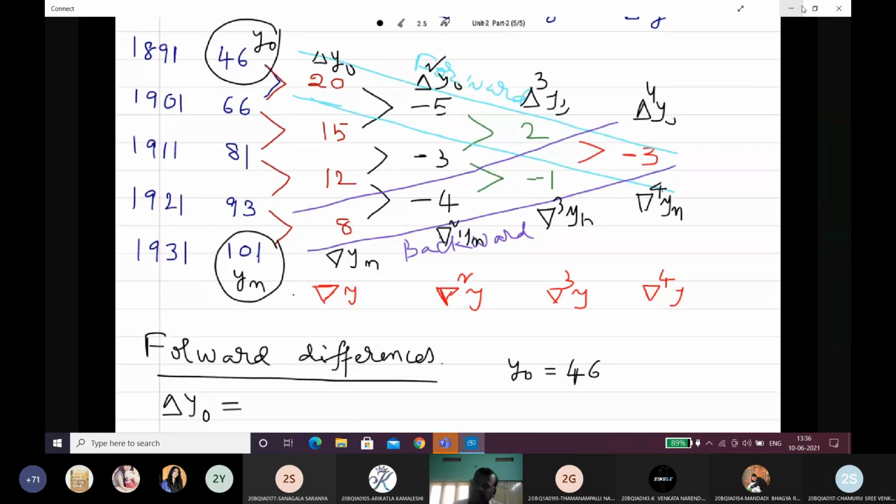Forward differences, పైన నుంచి డెల్టా y0: 20. Delta square y0: -5. Delta cubed y0: 2. Next, delta power 4 y0: -3.